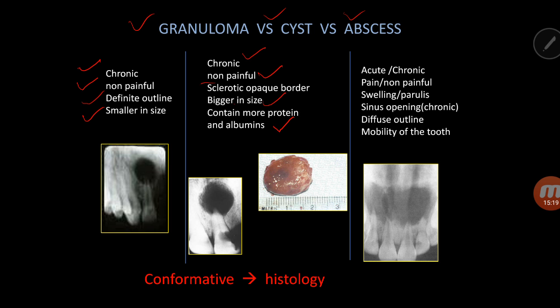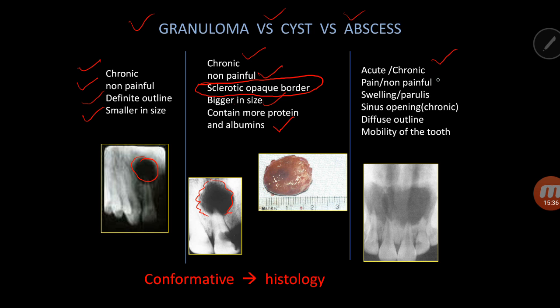And the important peculiar feature from a radiological point of view is a sclerotic opaque border. You can clearly see that the border of granuloma is fine here, whereas here you can see the sclerosis of the border. That is a cyst, and this is what a granuloma is.